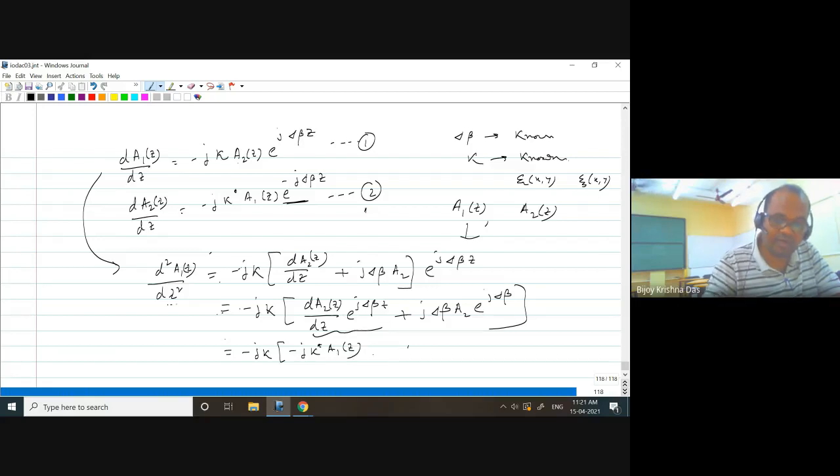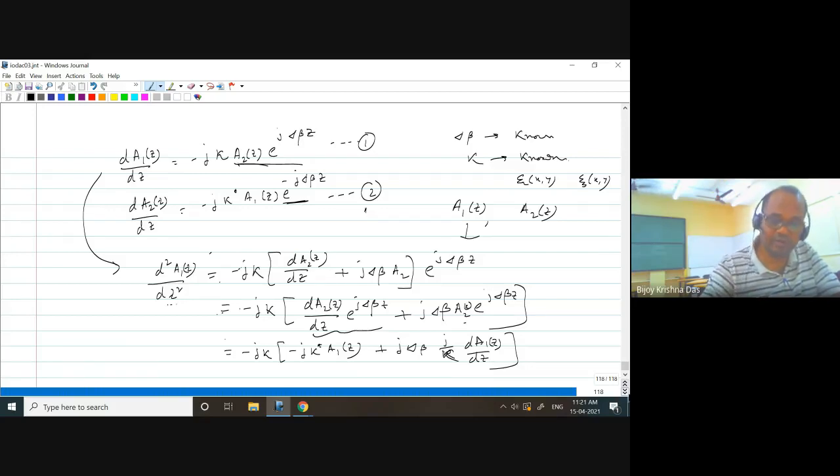So that is the first term, and the second term I have to write A2(z) multiplied by e to the power j delta beta z, right? So this one is nothing but 1 over minus j, that means j over kappa. So we can write j is there already, delta beta is there, and then we have j over kappa, and that will be actually your dA1(z)/dz. So that is the right hand side.